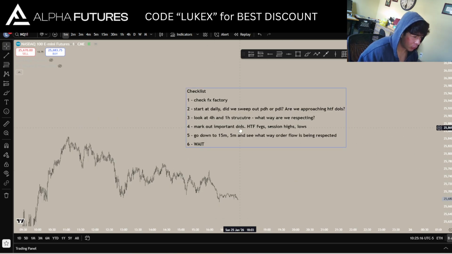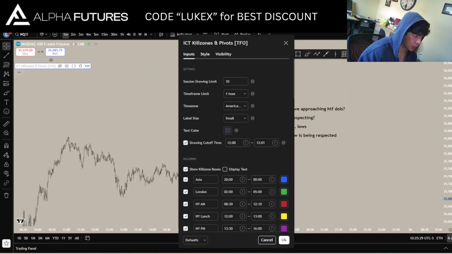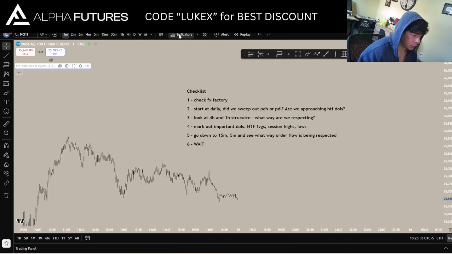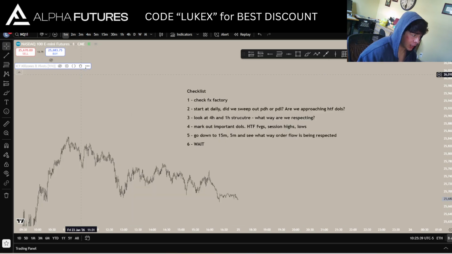Then you're going to mark out all the important draws and liquidity. You're going to mark out the higher time frame fair value gaps, whether that be 4 hour, 1 hour, 15 minute. You're going to mark out your session highs, your session lows, previous day high, previous day low. And what I use for that is going to be this ICT Kill Zones and Pivots indicator. You can find this under indicators. I'll show you guys right here. It's this one right here by Trade for Op. So you can add it. It's free.